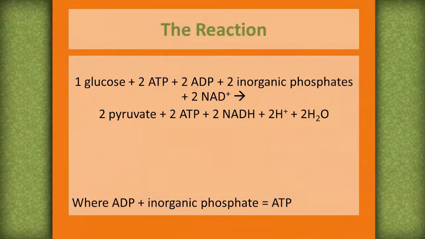The NADH molecules are important because they will be sent to the electron transport chain in order to produce more ATP. The reaction involves 1 glucose molecule, 2 ATP, 2 ADP, 2 inorganic molecules of phosphate, and 2 NAD positives. The net outcome is 2 pyruvates, 2 ATP, 2 NADH, 2 hydrogen ions, and 2 waters. An ADP plus inorganic phosphate produces that ATP molecule.